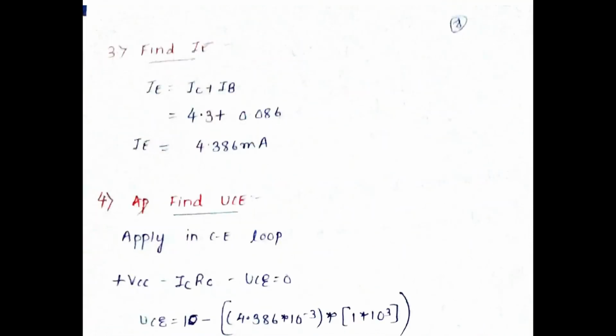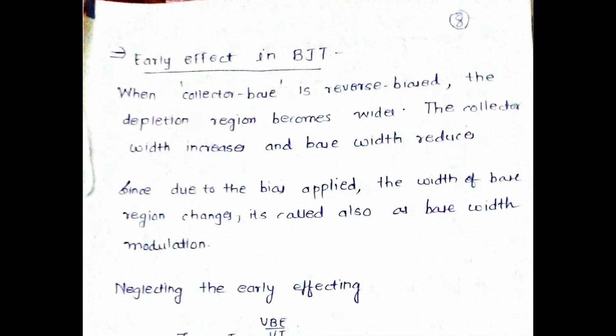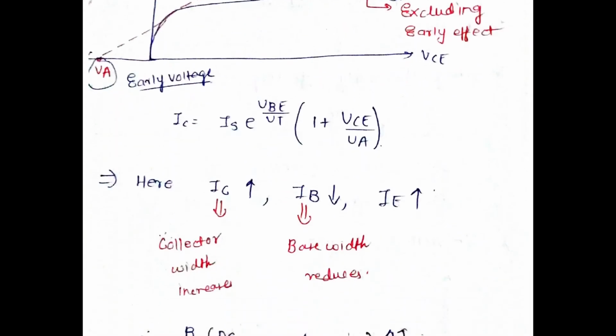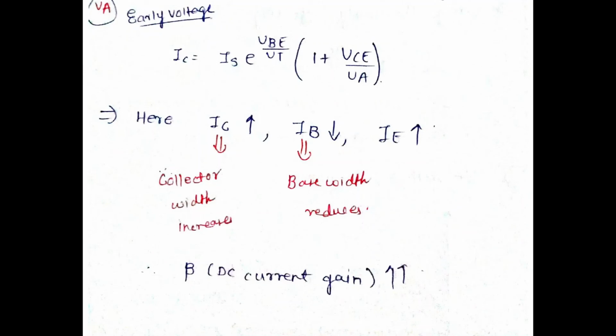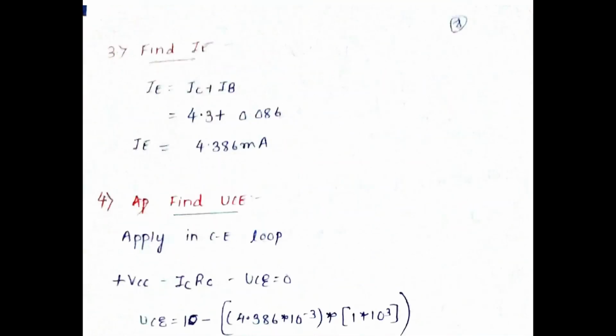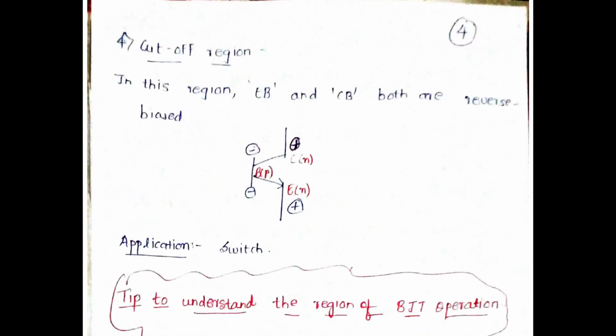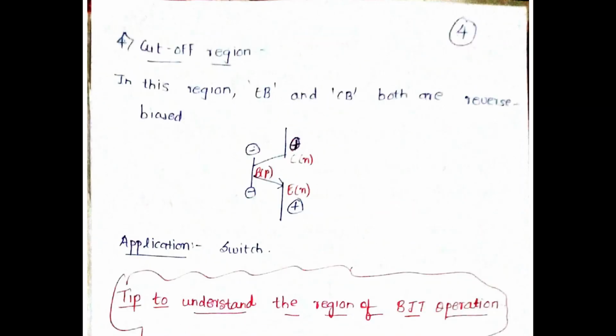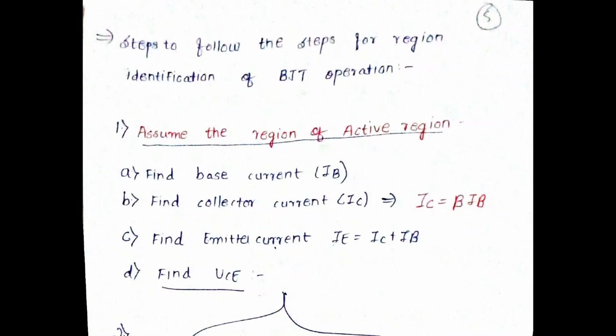So this is the basic concept. In the next class we will be talking about the early effect in BJT, some equations and some diagrams related to that. So this is what we learned in today's class, that is, what the different regions are, and if a numerical is given to you, how you are going to approach this particular numerical.